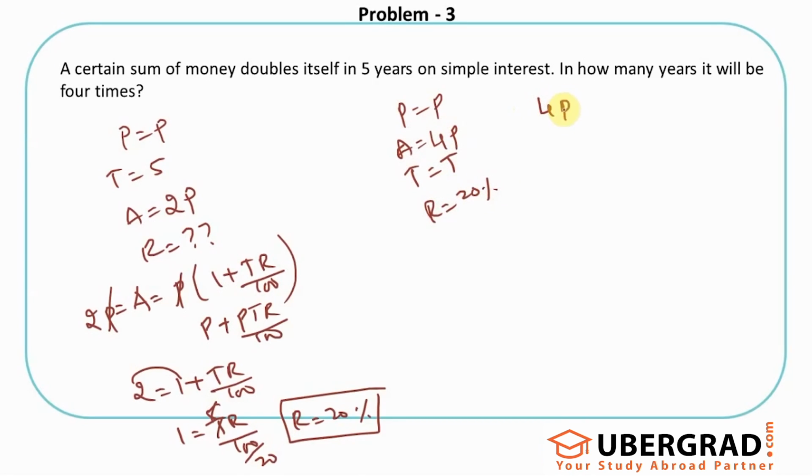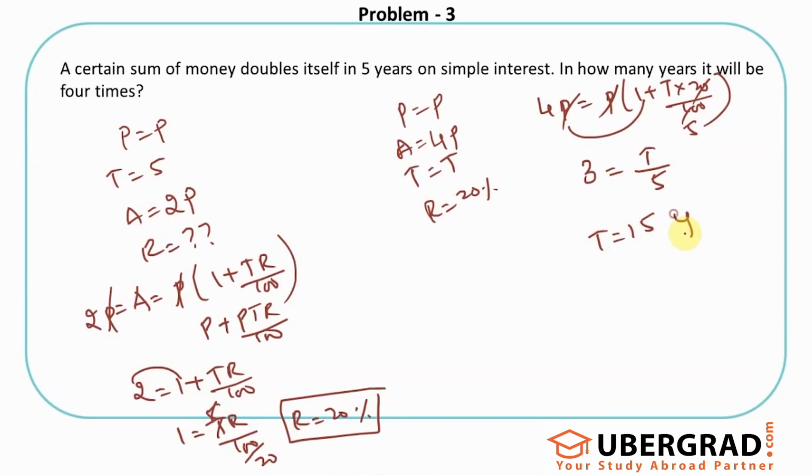So amount 4P is equal to P into 1 plus T into 20 by 100. Right, the same formula, P into 1 plus TR by 100. P gets cancelled out. 1 goes this side, 4 minus 1 is 3, equal to T by 5. So T is 15 years.